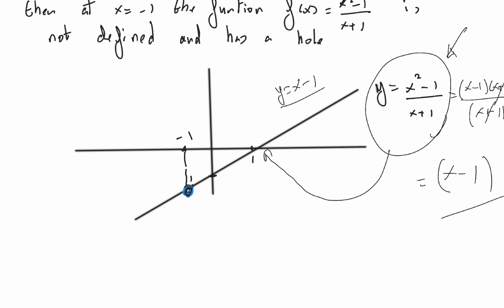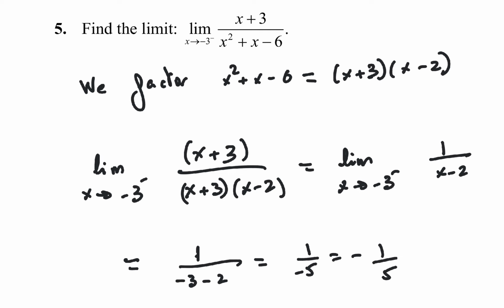So let's go to the next problem. The next problem says find the limit of x plus 3 divided by x squared plus x minus 6. So we factor the denominator. You use the quadratic equation, for example, or you use a factoring technique. The product should be minus 6. The sum, 3 minus 2, should be 1. This factoring, you remember from algebra. Okay, so let's go to this limit.